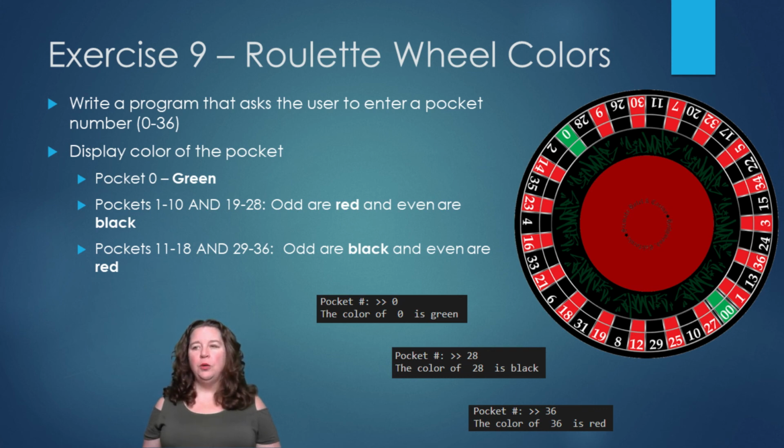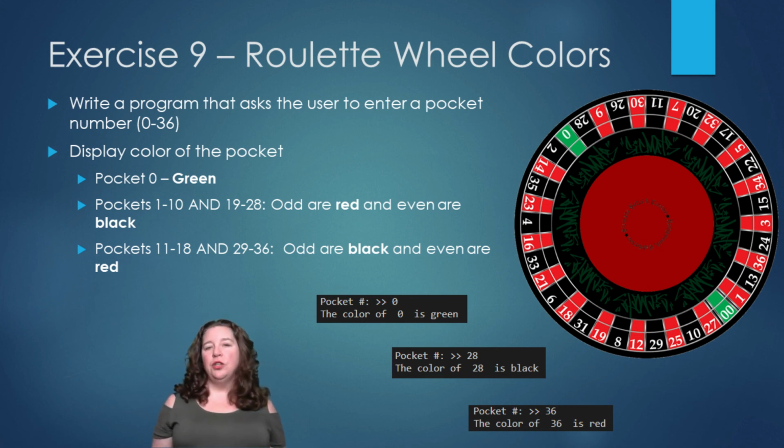Which group are you in? Are you in the 1 to 10, the 19 to 28? You're going to have to do some comparisons. You're going to ask your user for a pocket number, and you're going to say what the color of that pocket is. Okay, so again, a little bit of mathematical computation here. Figuring out which pocket you're in, whether or not that is going to be red or black or green. Try to make your code as clean as possible.